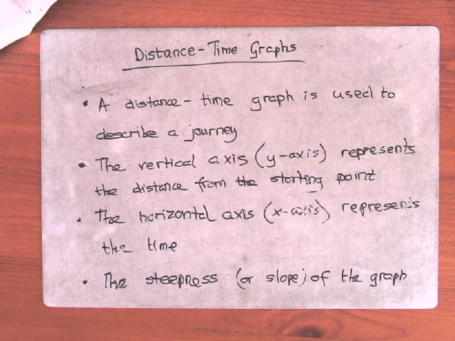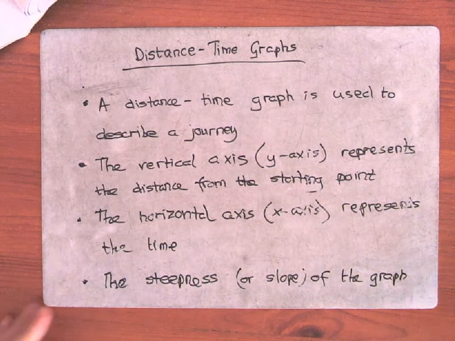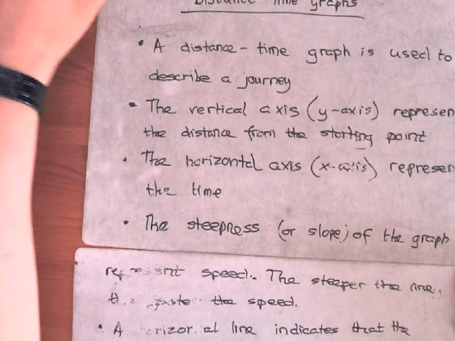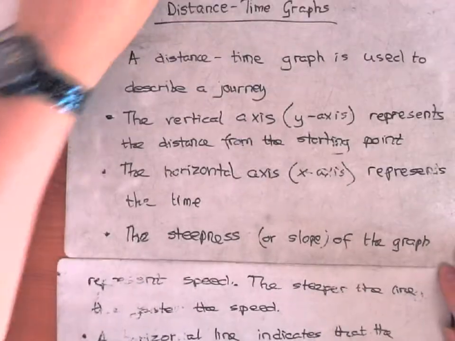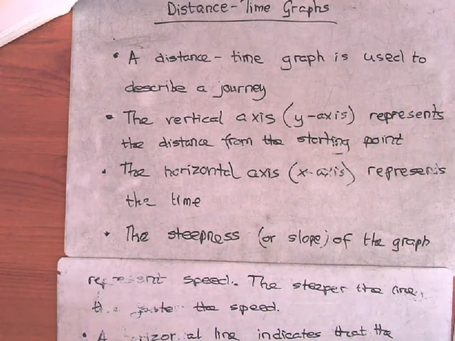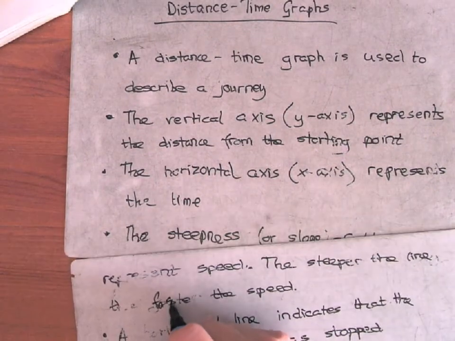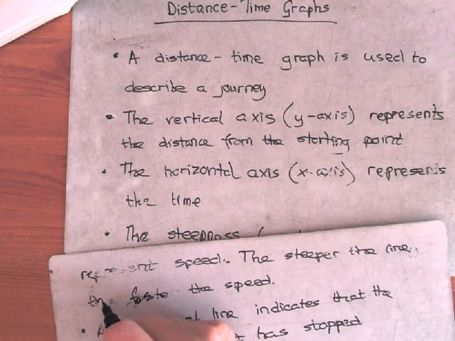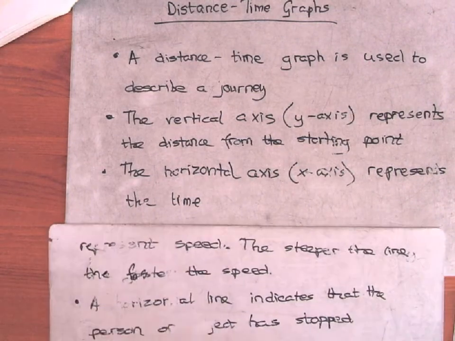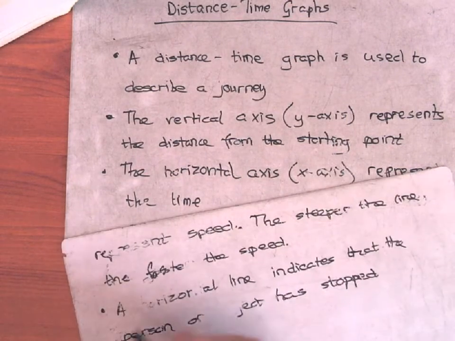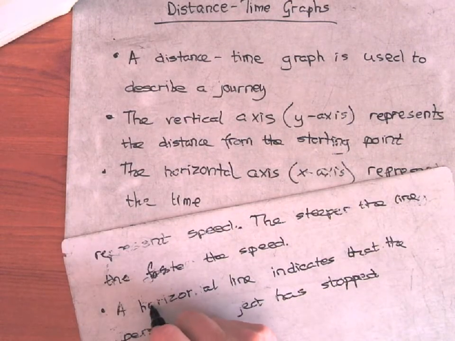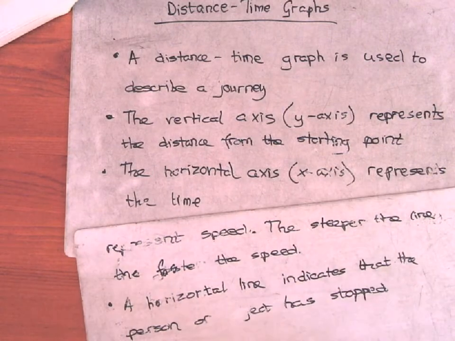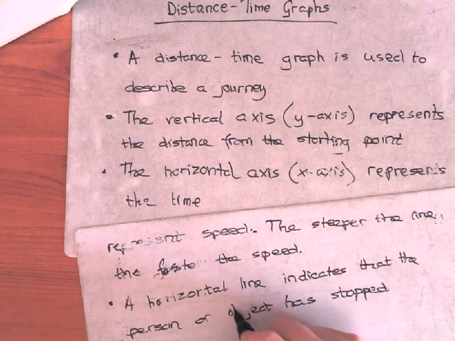The steepness or the slope of the graph represents the speed, as in the steeper the line, the faster the pace, the faster the speed. Also that means the flatter the line, the slower the speed. A horizontal line, so if the line is not moving up at all, the person or the object, whether it's a car or a bicycle, has stopped.